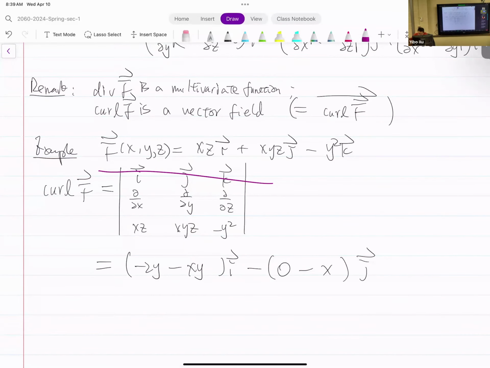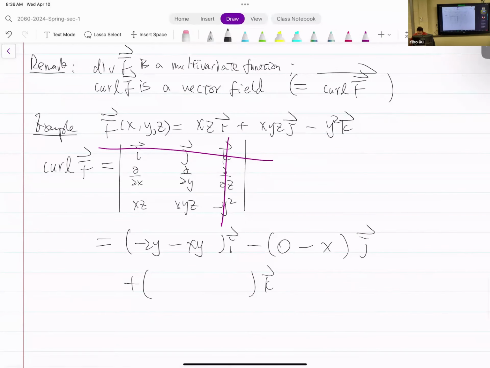And finally, the plus. So on the diagonal, this is xyz, we're doing the partial derivative with respect to x, that's yz. Minus, on the off diagonal, this is the partial derivative with respect to y of xz. So that's a 0. And we're done.